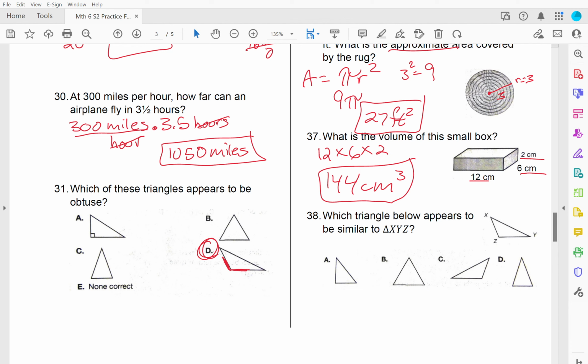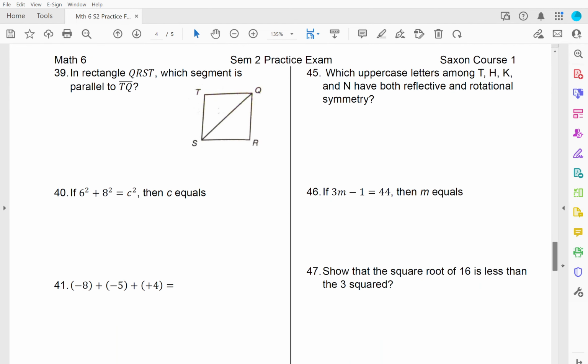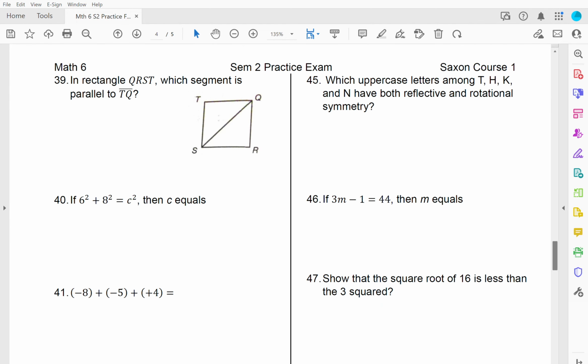Alright, number 38. Which triangle below appears to be similar to X, Y, Z? I'm guessing that one. Sure looks like it to me. Alright, now we're moving to the last page. This is page 4. In rectangle QRST, which segment is parallel to TQ? That's TQ, so parallel would be SR.